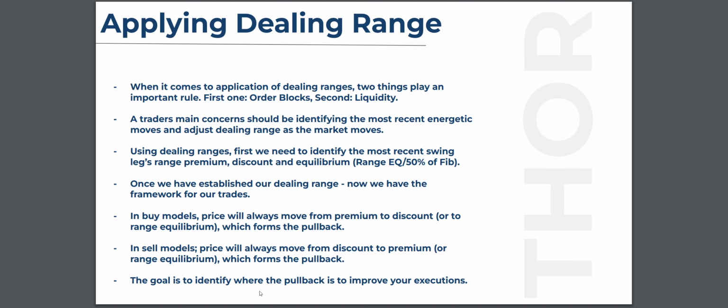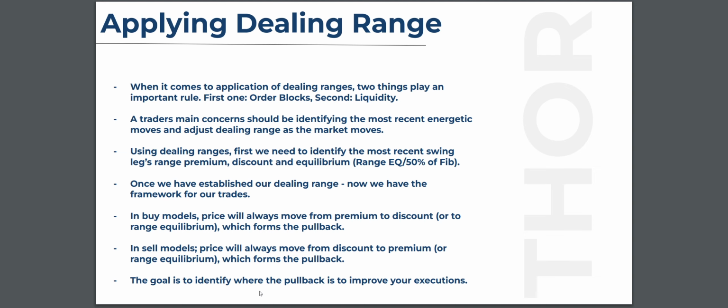In buy models, price will always move from premium to discount or range equilibrium, which forms the pullback. And in sell models, price will always move from discount to premium or range equilibrium, which forms the pullback on the sell model. The goal here is to identify where the pullback is to improve the executions, right? Because this happens quite a lot.